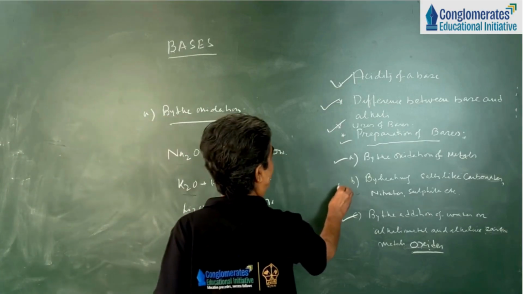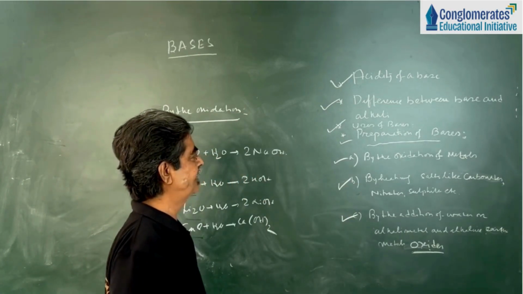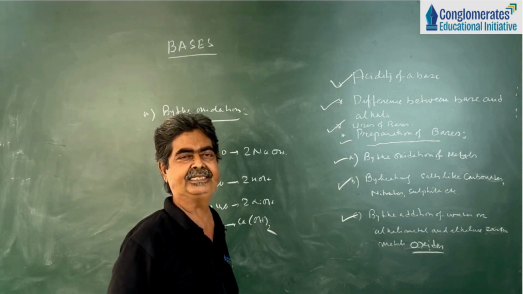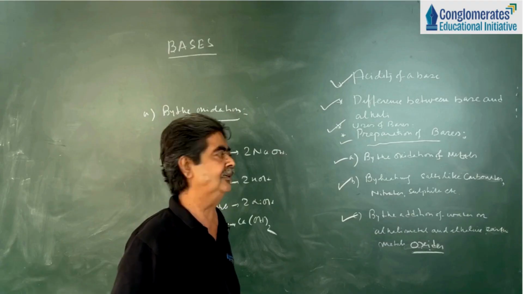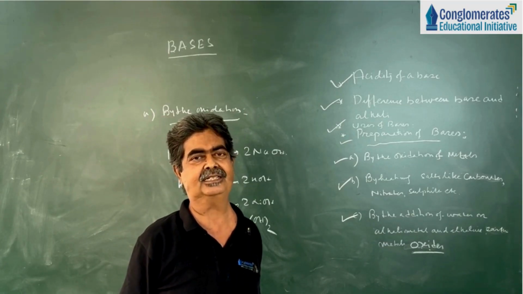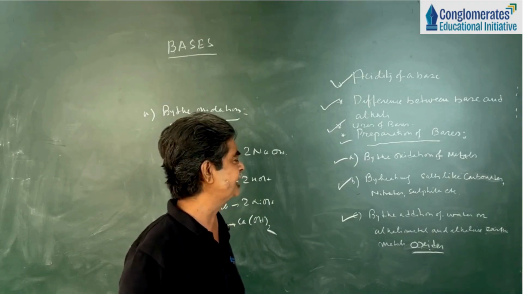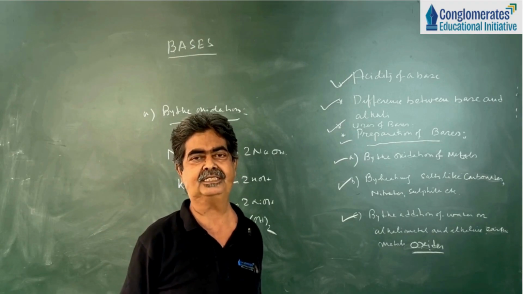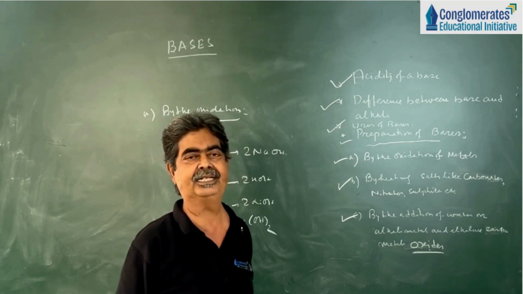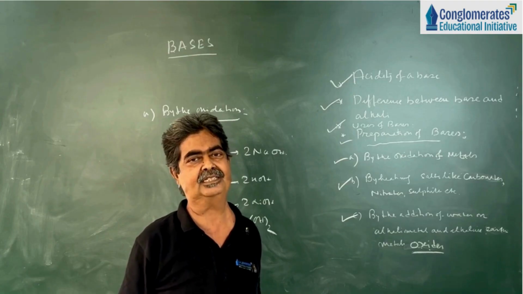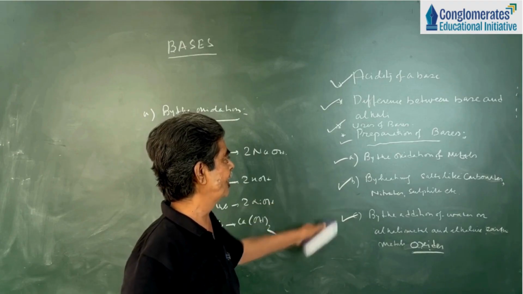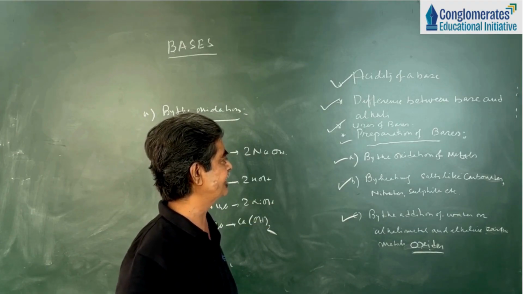And the next method, by heating salts like carbonates, nitrates, sulfides, etc. By heating carbonates we get the respective oxides and carbon dioxide. By heating nitrates we get the respective oxides, nitrogen dioxide and oxygen. And by heating sulfides we get the respective metal oxides and sulfur dioxide. We will write a few examples of salts like carbonates, nitrates, and sulfides.